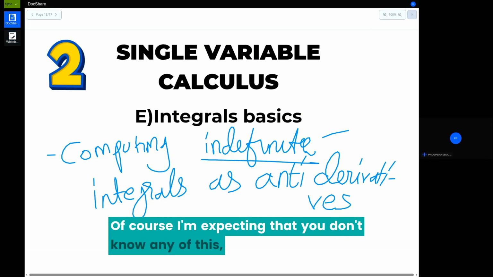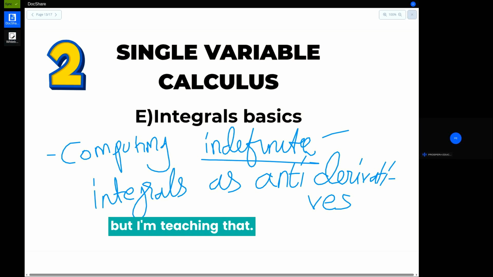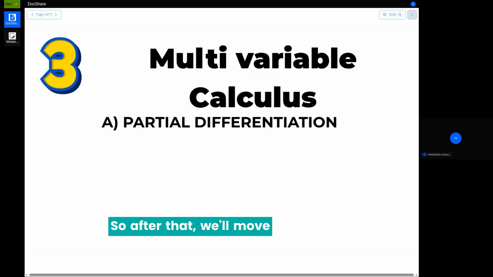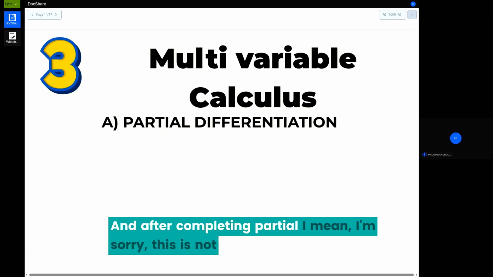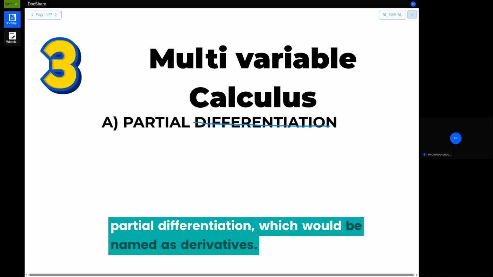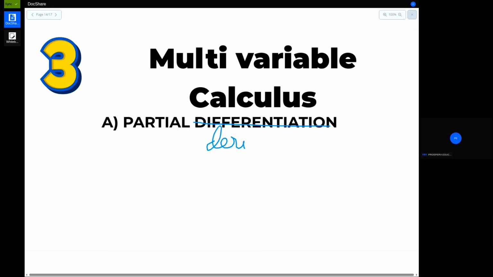I'm expecting that you don't know any of this, but I'm teaching that. But I'm telling you what I'm going to teach in this series. So after that, we'll move towards multivariable calculus. In multivariable calculus, the first topic would be partial differentiation. And after completing partial, I'm sorry, this is not partial differentiation, which should be named as derivatives.